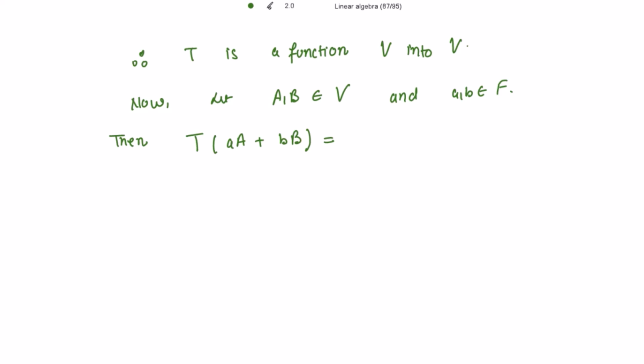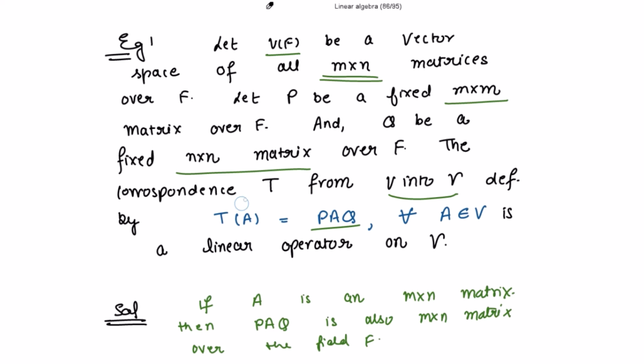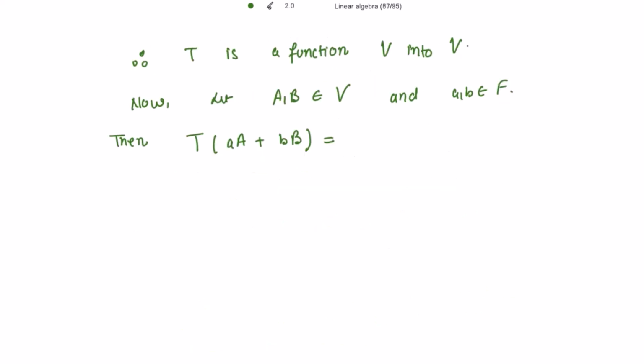Now by definition, what is T of A? Here T is depending upon the matrix A. If T is depending upon A, then that will be equal to PAQ. Here T is depending upon this expression. So this will be equal to P multiplied with this expression, (aA + bB), into Q.